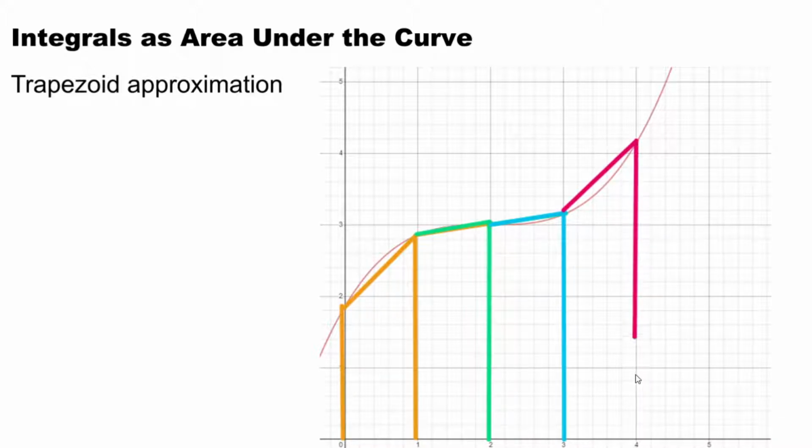And again, as you guys can see, it's a lot more accurate than left or right hands. Some would say maybe it's a little worse than midpoint. Some would say it's better. But again, it just depends on what curve you're looking at. But regardless, this is just another thing. Now, one thing you have to remember is what is the area of a trapezoid? The area of a trapezoid is the average of the bases times height.